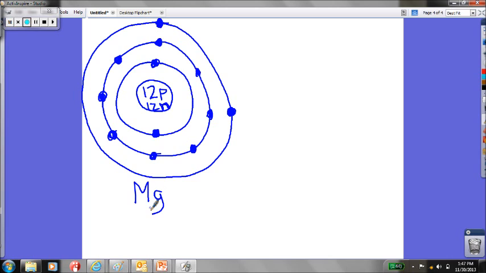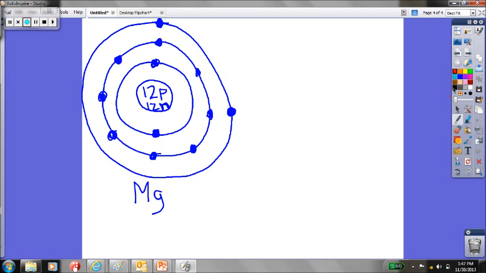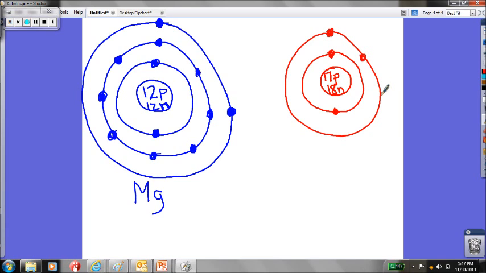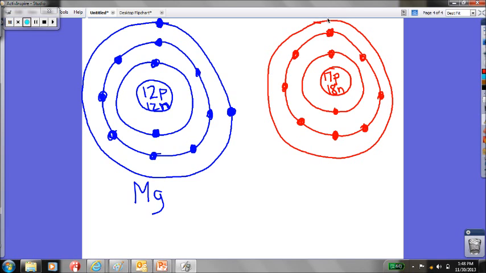Now I'm going to draw my chlorine atom, and I'll draw it in red. My chlorine atom has 17 protons and 18 neutrons, and because I have 17 positive charges, I need to draw my 17 electrons. So 1, 2, 4, 5, 6, 7, 8, 9, 10, and then I need another shell to put my remaining 7 electrons: 1, 2, 3, 5, 6, 7.